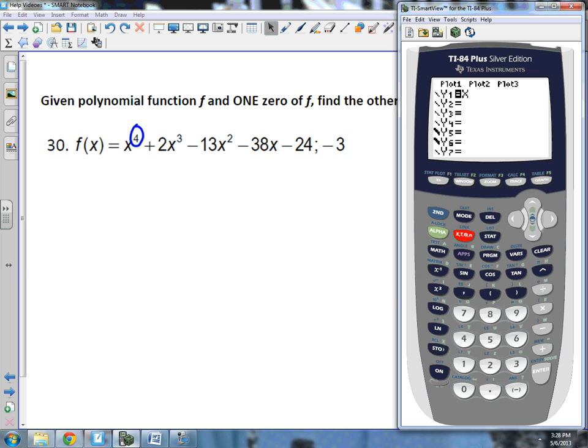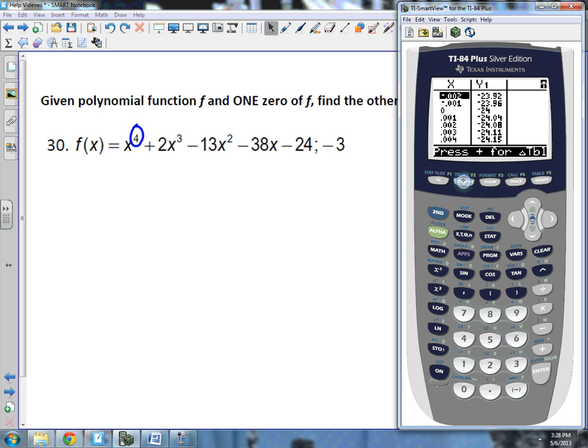I'm a math teacher, so you've got to have 2 zeros. You've got to get it down to x squared so that you can do MAF. So the first thing I'm going to do is type it in: x to the 4th plus 2x to the 3rd minus 13x squared minus 38x minus 24. And now I don't care so much about the graph as I do about the table. So I'm going to second graph, and look at my table.